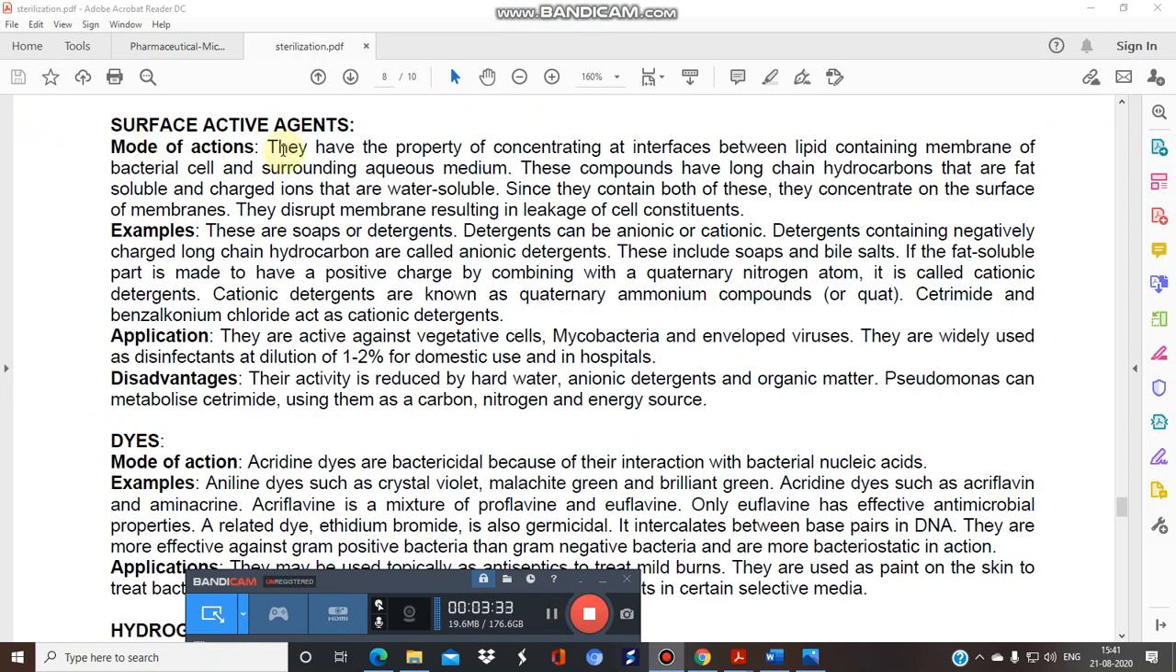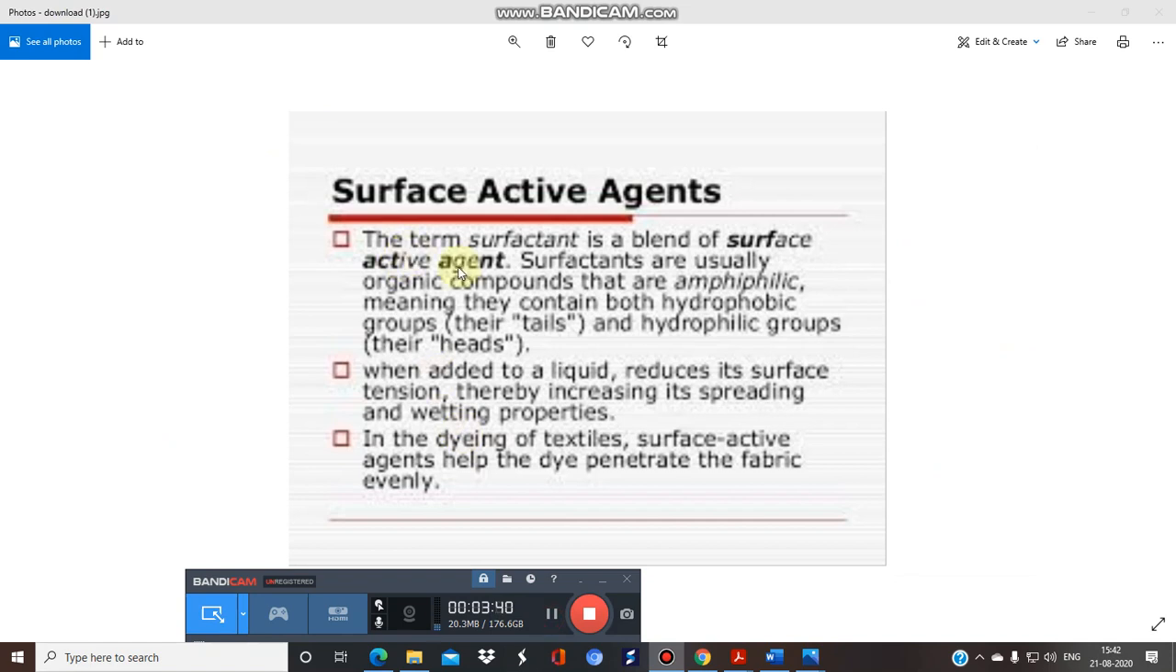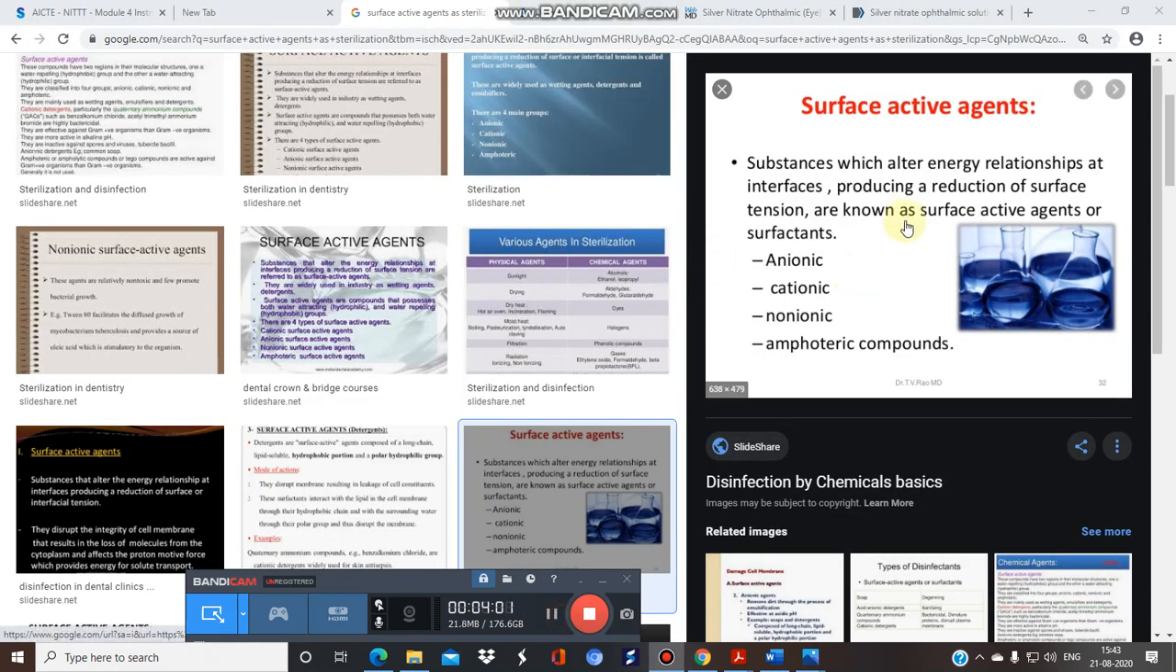So let's see the next, the surface active agents. Surface active agents are nothing but detergents. What do they contain? Surfactants are usually organic compounds that are amphiphilic, meaning they contain both hydrophobic and hydrophilic groups, a hydrophobic tail and a hydrophilic head. When added to a liquid, they reduce its surface tension, thereby increasing its wetting properties. They are categorized into various types: anionic, cationic, non-ionic and amphoteric compounds.